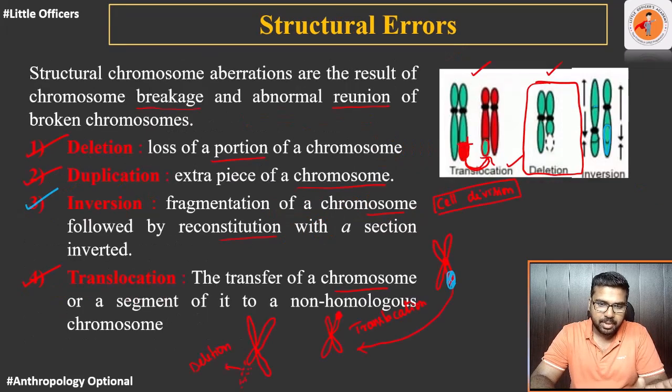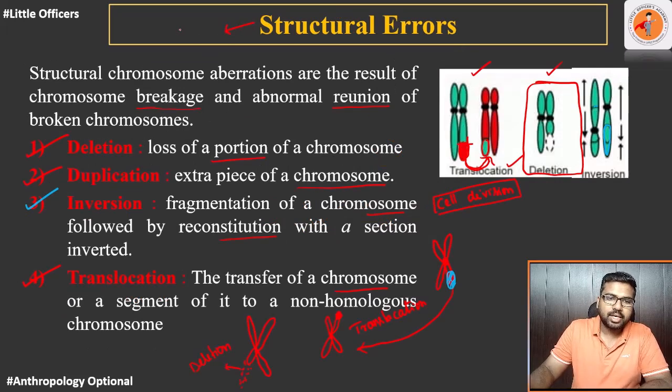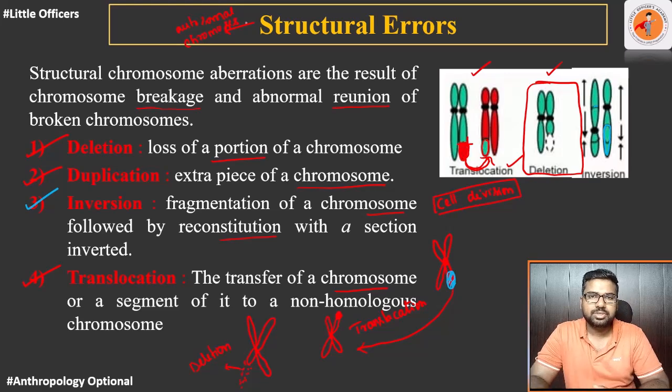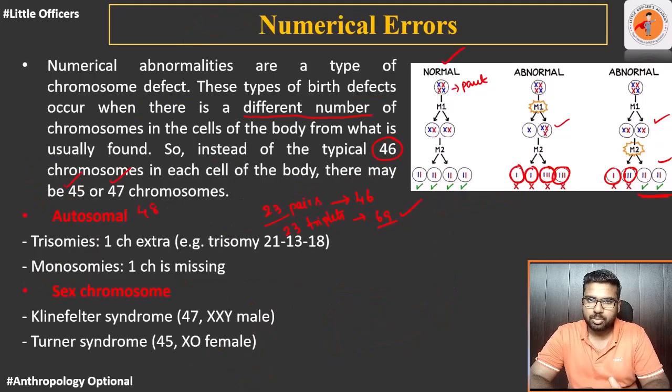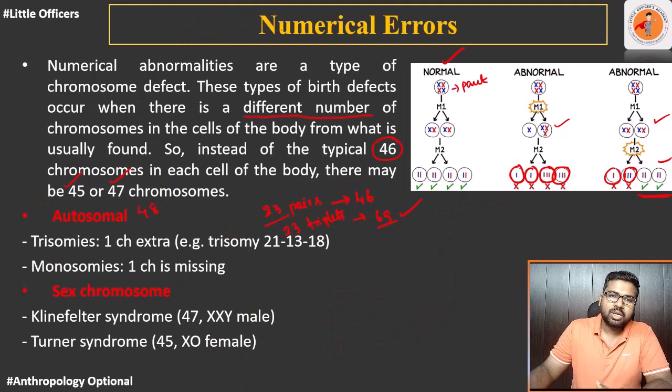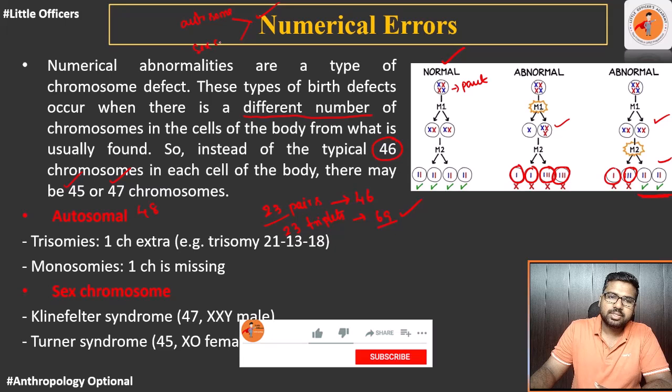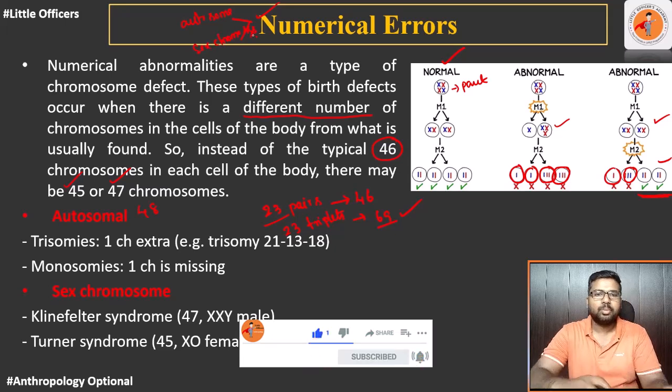Please remember one thing I forgot to mention. Generally, structural errors only happen in the autosomal chromosomes. Sex chromosomes में नहीं दिखता है ये structural errors. Sex chromosome में क्या prominent है? Numerical errors. So numerical errors can be seen in both autosomes as well as sex chromosomes. दोनों में मिलेगा. ठीक है, दोनों में ये errors मिलते हैं.